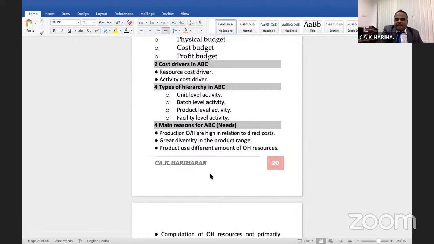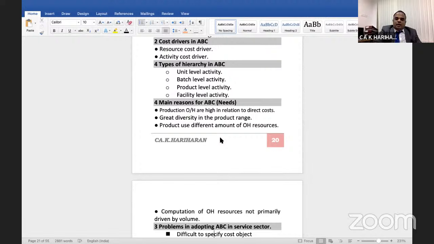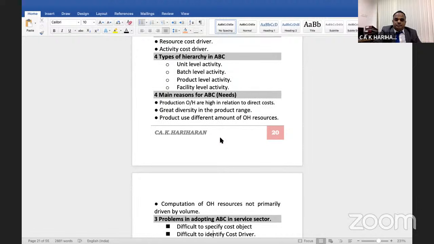Then why do we need activity-based costing? Four different needs are there for ABC. One is production overheads are high. How to apportion the overheads is a question mark. Then ABC is a tool for you. Great diversity in product range: more than one product is there, and ascertaining the cost of the product is difficult. Then ABC may be used. Products use different amounts of overhead resources. Different resources have been utilized. Then ABC is useful. And computation of overhead, consumption of overhead may not be mainly based on quantum. Then ABC can be used.